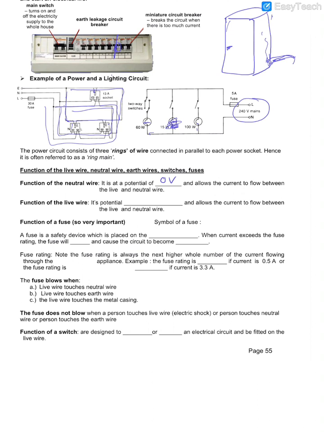Then the function of live wire: potential what? Varies, alternates. We use the word alternates between, if it's Singapore, plus minus 240 volts, and allows current to flow between a live and neutral wire.